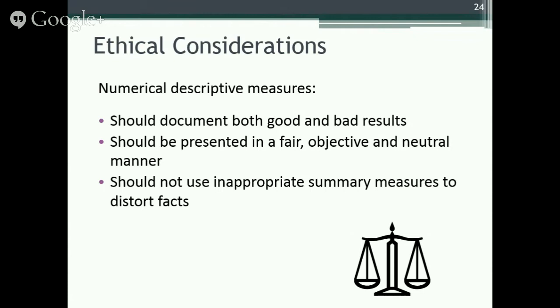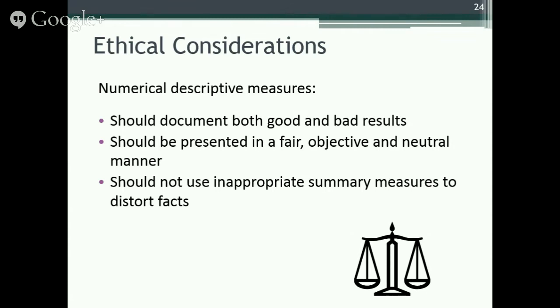Because sometimes when things don't work, we want to know why they didn't work. So just because a result is what we are hoping for or not hoping for doesn't mean that we don't report it. We need to report both good and bad results. We need to be fair and objective and neutral. Okay, and we don't want to use inappropriate summary measures to distort the facts. So think about when something is framed as 65% of the population doesn't like coffee. Okay? If 65% of the population doesn't like coffee, what about the 35% that does?